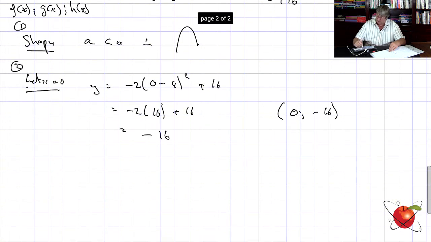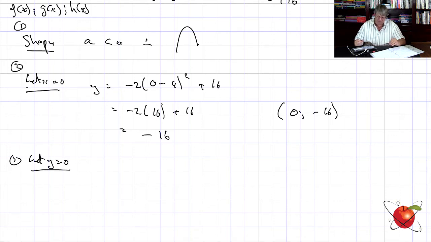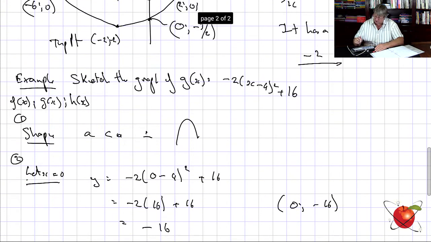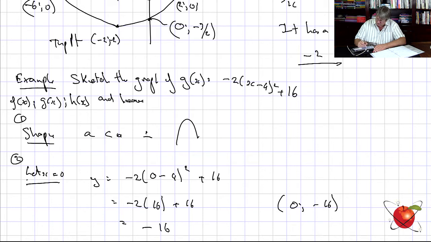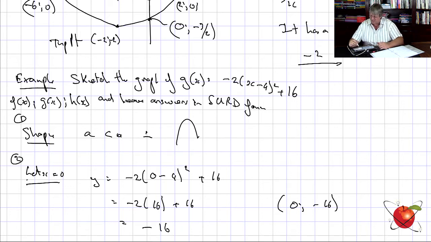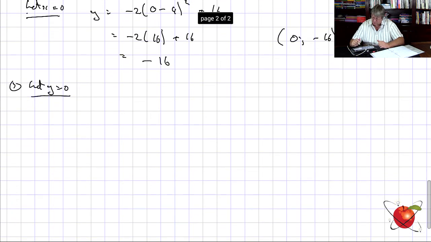Next step, step 3. Let y equal 0. Same thing every single time. And let us say they have said at the top here in part of the equation, leave your answers in surd form. That means don't simplify roots, doesn't it?